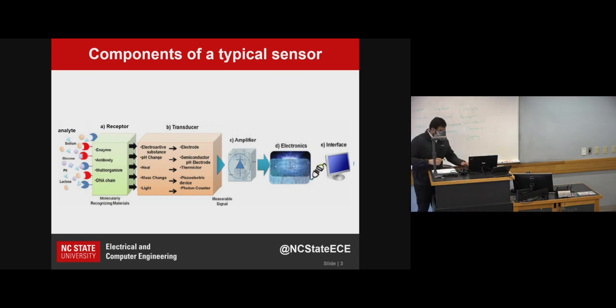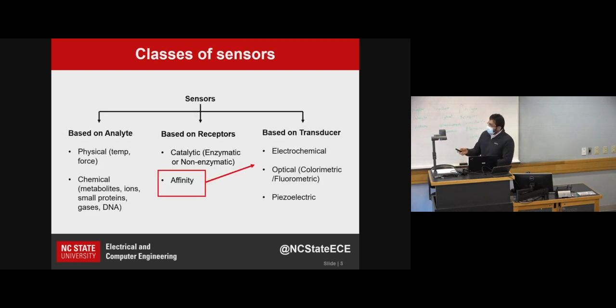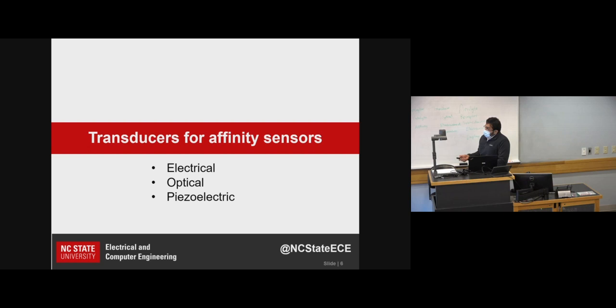So last time we discussed the catalytic receptors, the enzymatic and the non-enzymatic, and today we will discuss a little bit about the affinity and the different types of transducers that you could use for affinity-based sensors. Just like the catalytic-based sensors, the transducers for affinity-based sensors are also similar: optical, electrochemical, and piezoelectric.